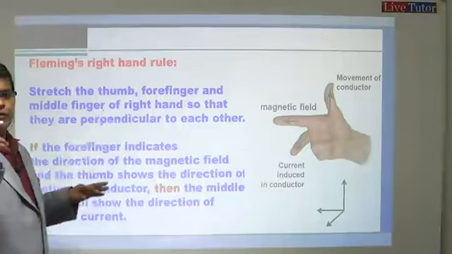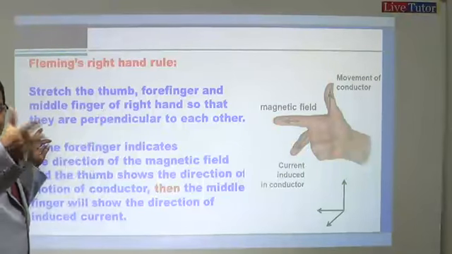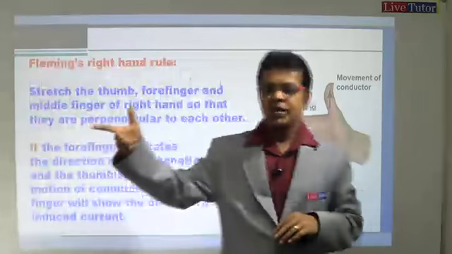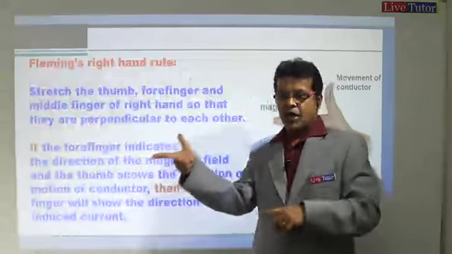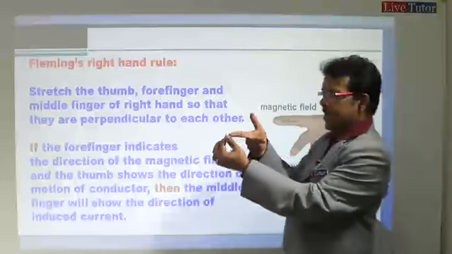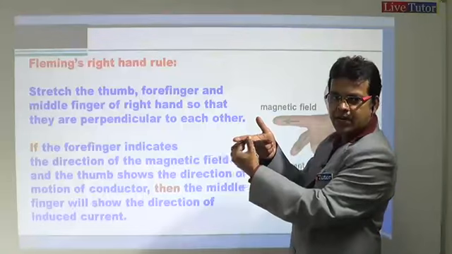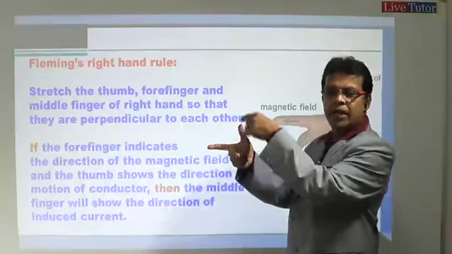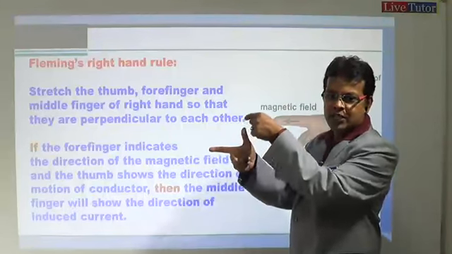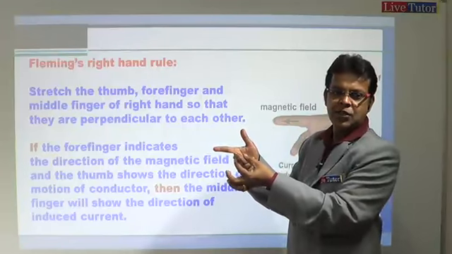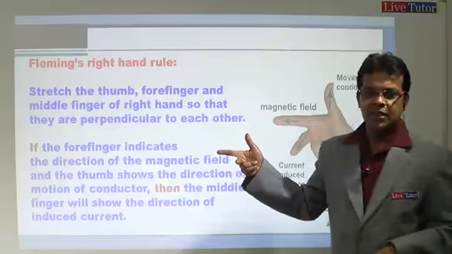Stretch the thumb, forefinger and the middle finger of your right hand so that they are perpendicular to each other. If the forefinger indicates the direction of magnetic field and the thumb indicates the direction of force or direction of motion of the conductor, then the middle finger shows the direction of induced current. Very simple one.